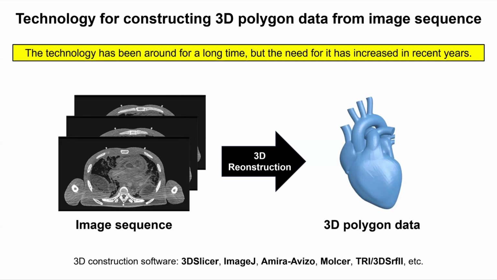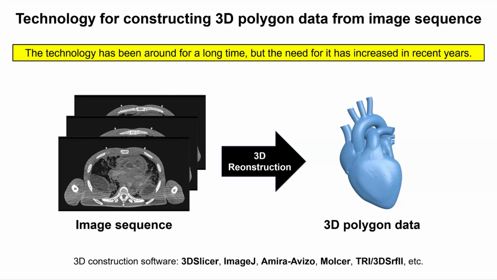First of all, I'd like to explain the technology for constructing 3D polygon data from image sequence. Here we are showing CT images, but you can also use this technique from other types of image sequences, such as MRI, ultrasound images, or serial histological sections. The process of creating 3D polygon data from image sequence is called 3D reconstruction.